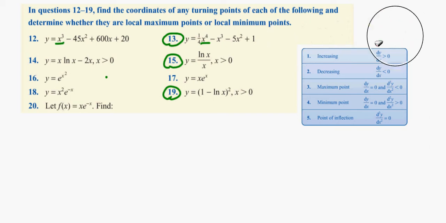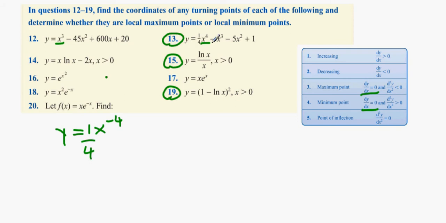Okay, so what we're going to do next is we're going to look for turning points. Turning points happen when the first derivative equals 0. So we're going to rewrite this using the rules of indices. It's going to be a quarter x to the power 4 minus x cubed minus 5x squared plus 1.